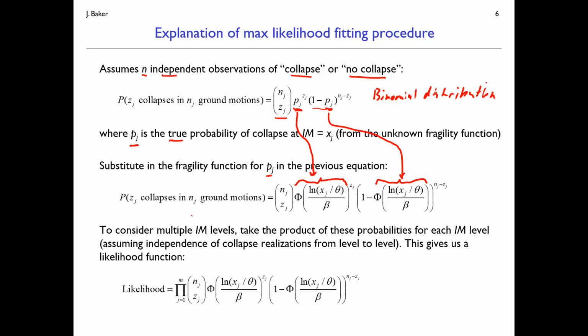But in my structural analysis, I'm going to do this at multiple IM levels. If this is a probability at one IM level and I get a corresponding probability at another IM level, the probability of seeing both sets of those realizations is just going to be the product of the probabilities. So we'll take the product of the probabilities over each IM level. That assumes, again, an independence assumption of collapse realizations. And that will give us this likelihood function, where the argument in here is exactly the terms that we had in the previous equation. This big Greek letter pi here is indicating a product over all the IM levels.